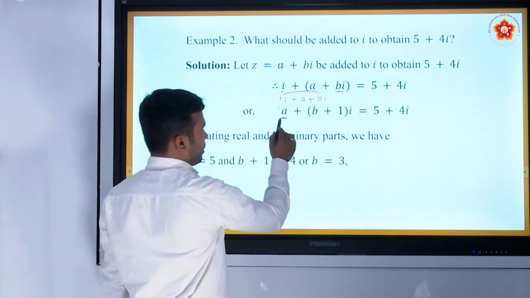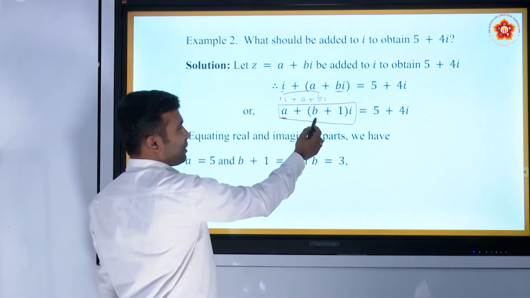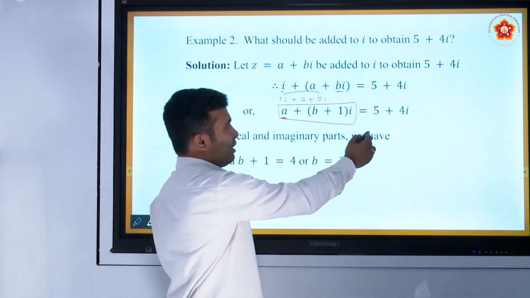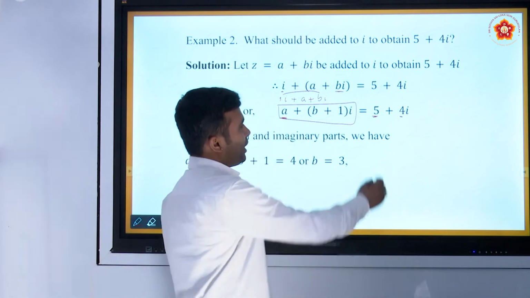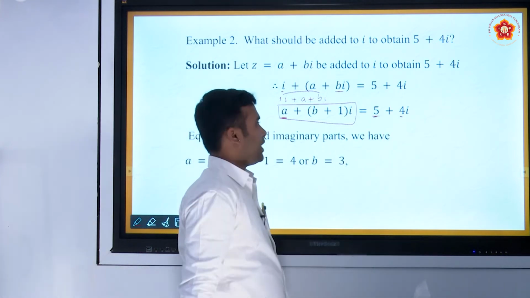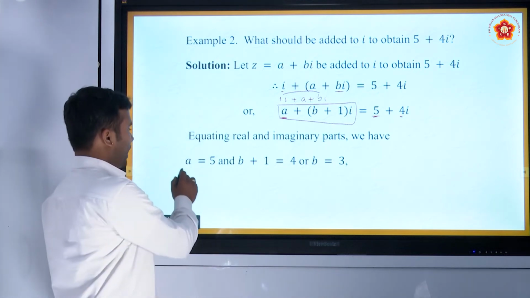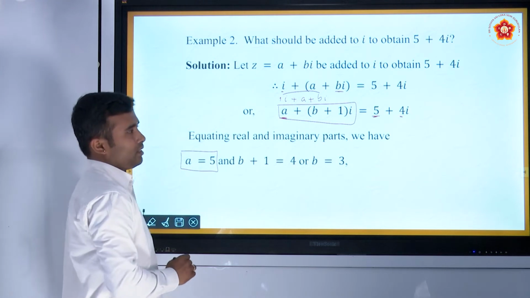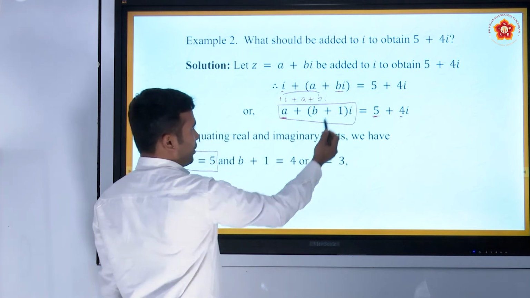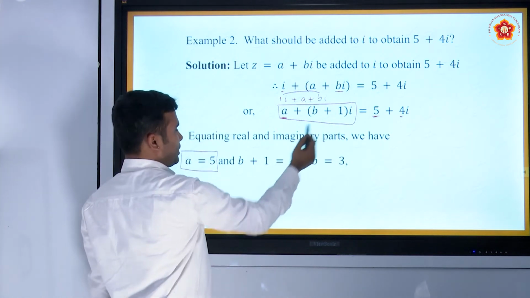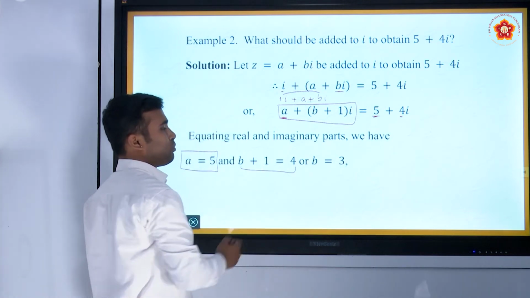see here, this is a complex number, okay? Here the real part is a and the imaginary part is b plus 1, and on the other side 5 is a real number, 4 is an imaginary. 5 is the real part and 4 is the imaginary part. Then if you equate, you will get a is equal to 5, since this is a real part and here is a real part, so we can equate. And here b plus 1 is the imaginary part, 4 is the imaginary part, so I can equate b plus 1 is equal to 4.